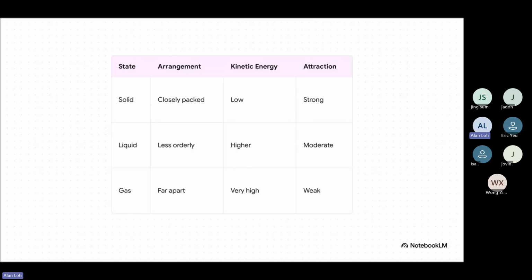In a solid state, particles are packed tightly together. They've got low kinetic energy and strong attraction forces holding them in place. But you add some heat energy and they loosen up into a liquid. Still pretty close together, but now they have enough kinetic energy to move around. Add even more energy, and boom, those particles break far apart into a gas. The kinetic energy goes way up, and those attraction forces become incredibly weak.